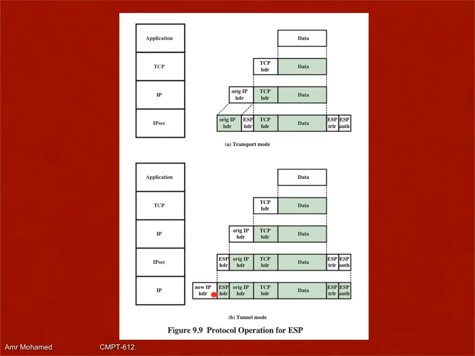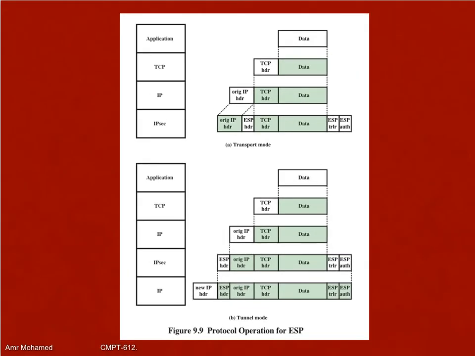And in that case, you have to add an outer IP header. You have to repeat IP two times here, because you have to provide an outer IP header, which is required by the intermediate routers to perform routing. What we have here: first we apply the ESP header and trailer, and the trailer, as we said before, is used for random padding.